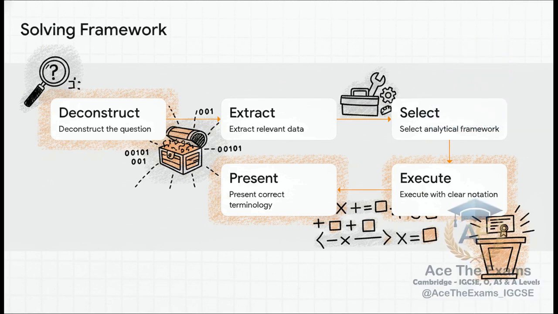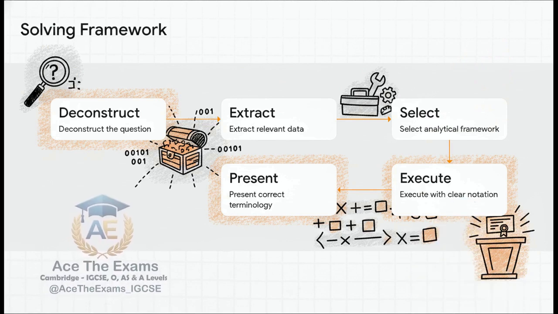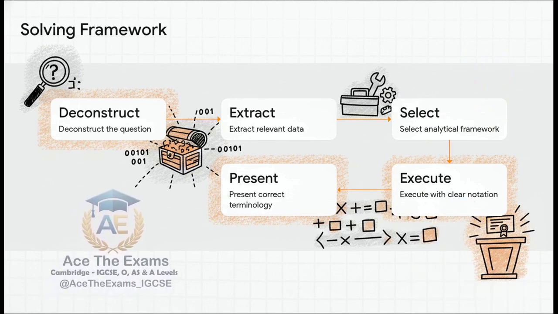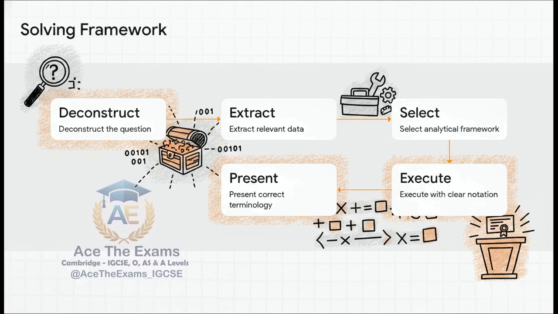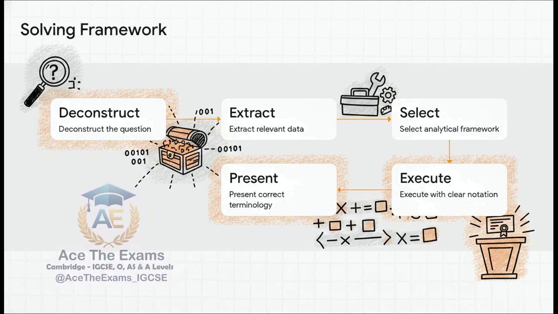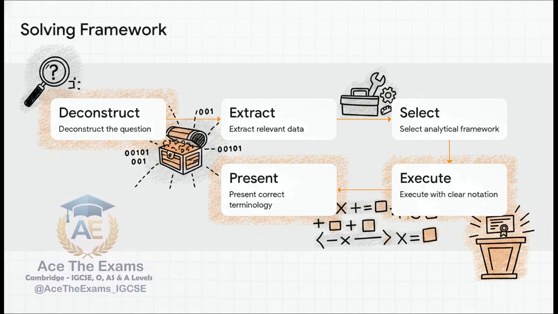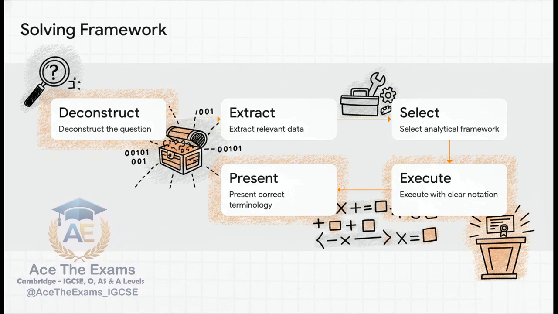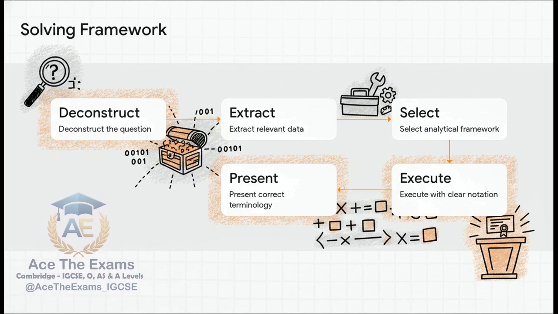What is the command word? Calculate, explain, or evaluate. Second, extract the relevant data, literally pulling the specific binary representations from the text. Third, select your analytical framework. Are we using 2's complement? Fourth, execute with crystal clear notation. This is your evidence. If you are executing a 2's complement subtraction, you don't just write the answer. You write down the inversion step, you write down the +1 step, you show the carry bit explicitly. And step 5, present your conclusion using the correct terminology. You link it back to the question's context.